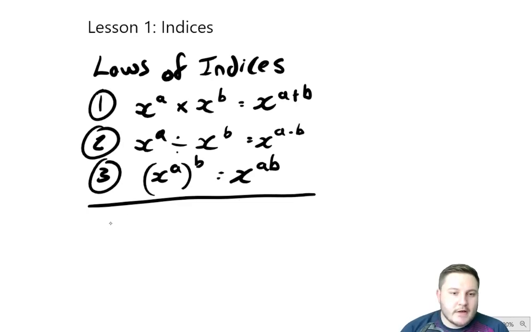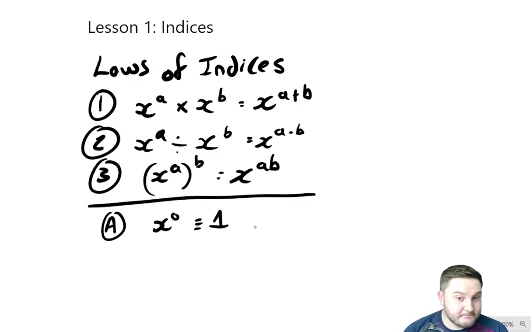So let's call them fact A, because then we don't get confused with the laws. So fact A: anything to the power of 0 is equal to 1, as long as x is not equal to 0 itself. That is the only exception.